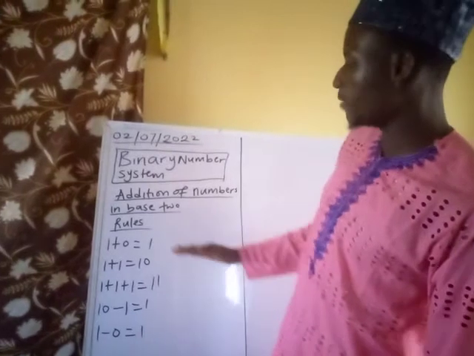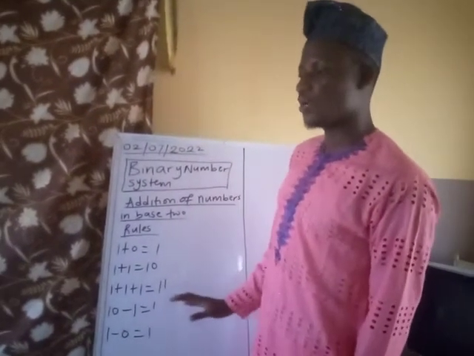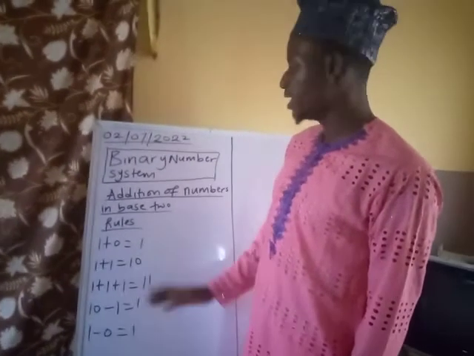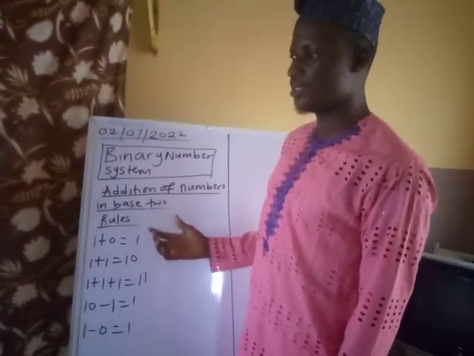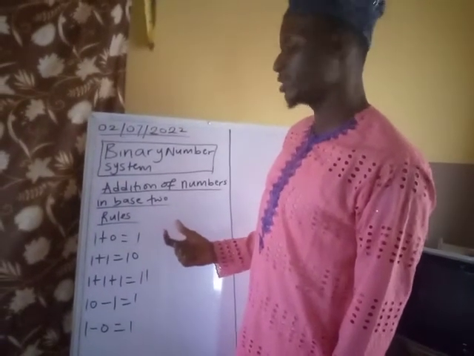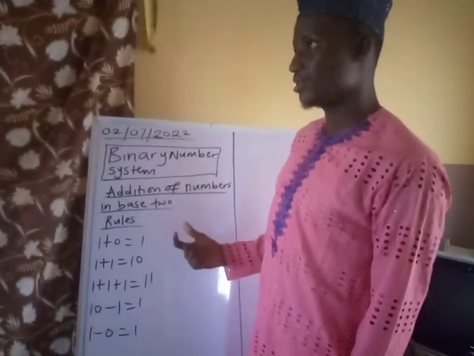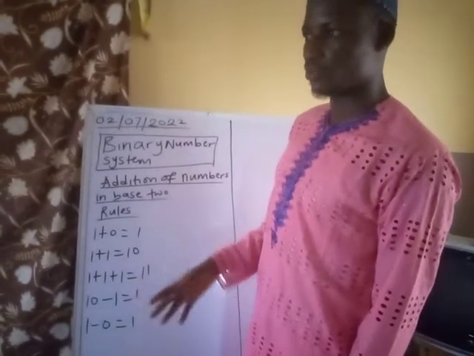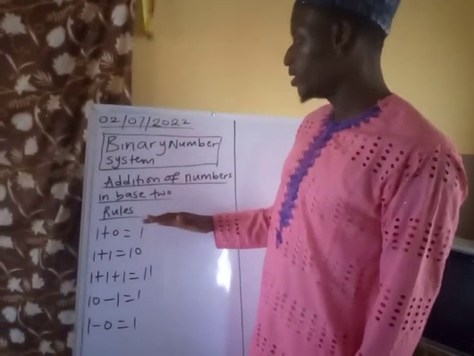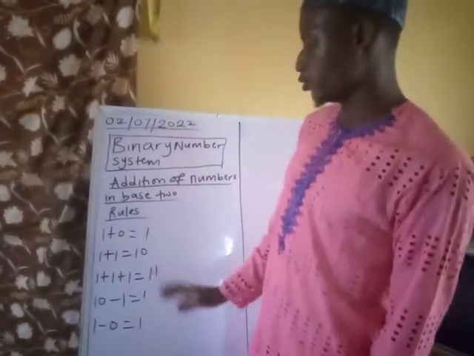Now, before that, we have to look at the rules under addition of numbers in base 2, because we have different kinds of base. If the number is given in base 2, we call it binary number. If it is in base 10, we call it decimal or denary number. If it is in base 8, we call it octal numbers. If it is in base 16, we call it hexadecimal numbers, and so on and so forth. Now, our main focus for today is rules under addition of numbers in base 2. Now, let's check the rules here.